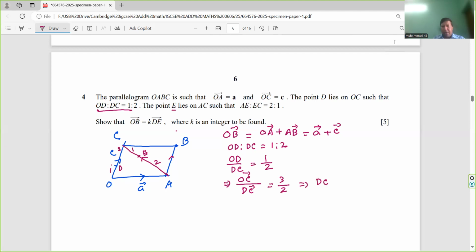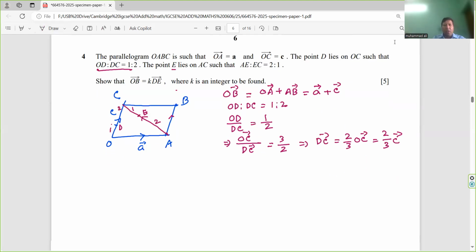Now DC vector equals 2/3 OC vector. That means 2/3 OC equals C vector. Now again, we can write AE to EC ratio equals 2:1. So we will write AE by EC vector equals 2/1. After that, converting AE to the whole part AC, AC by EC vector equals 3 by 1.